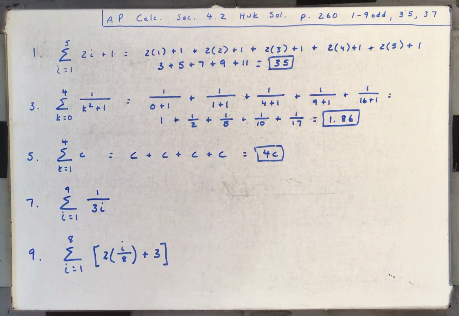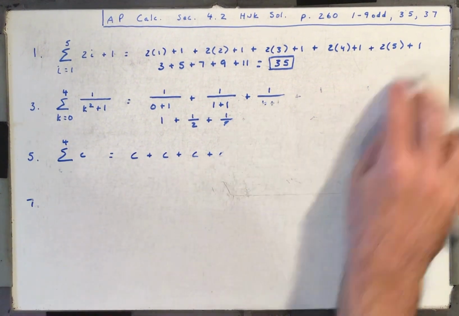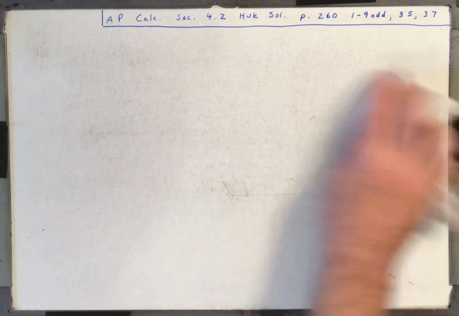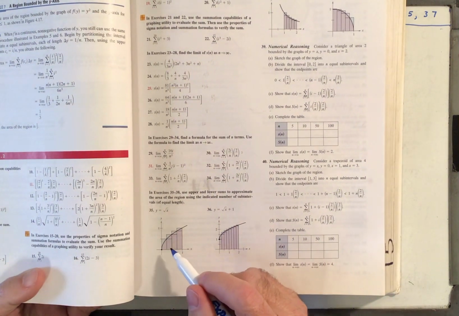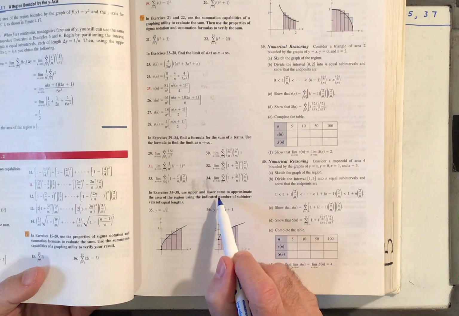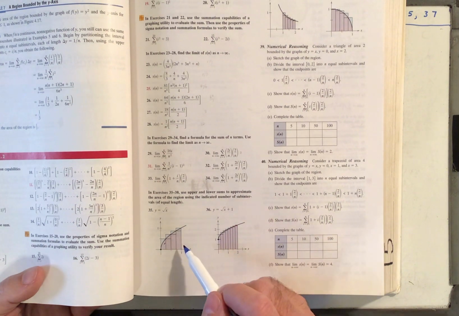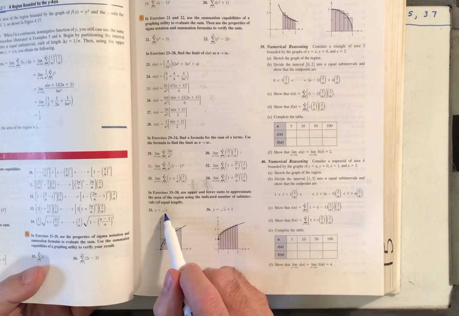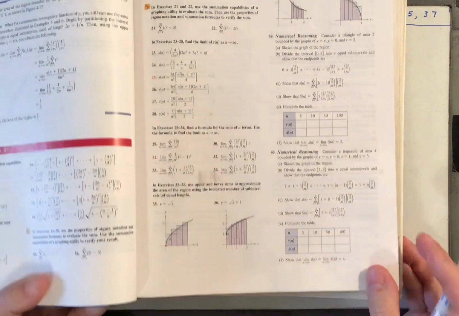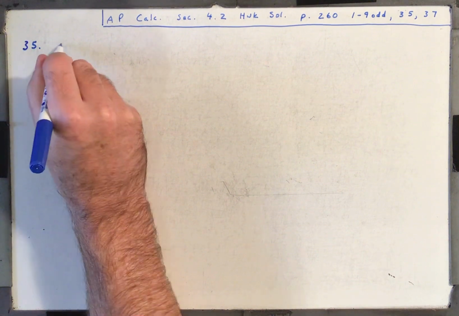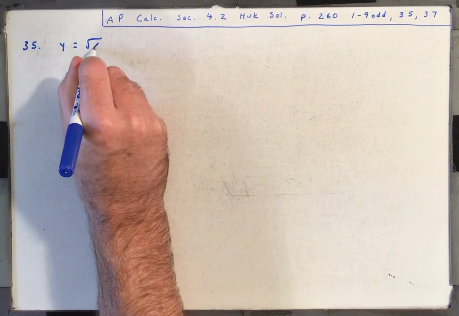Now let's take a look at our 2 Riemann sums. So for these, I like to make a little chart. So we're going to do 35 first. That's at the bottom of page 261. We want to do the upper and the lower sum. So the lower sum would be the left side, and the upper sum would be the right side. And we have y is equal to square root of x for our function.